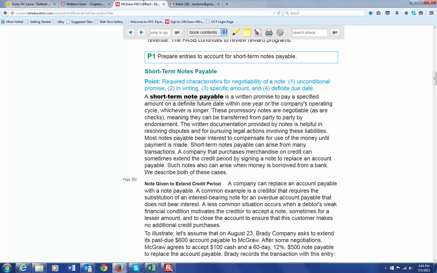Most of the time, a note payable has interest that's involved in it. And so when you give a promissory note to somebody, it talks about the amount that you owe, the interest that's going to be charged, and the date by which it has to be paid.